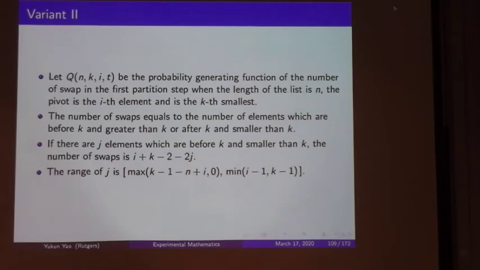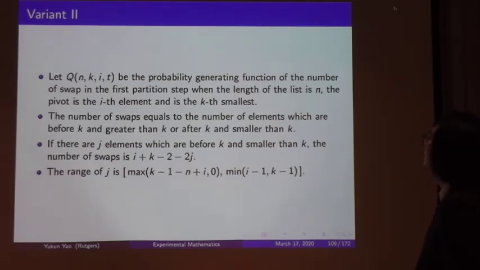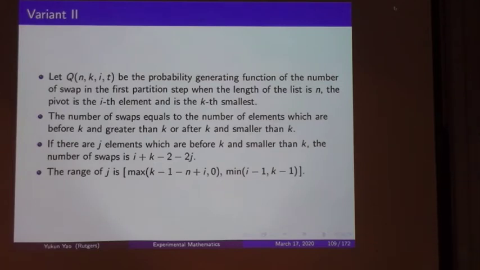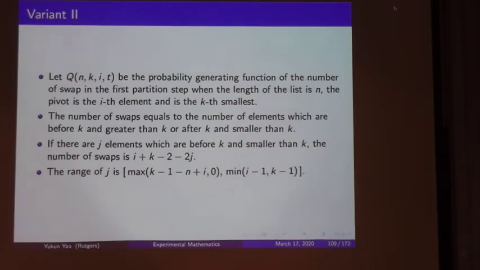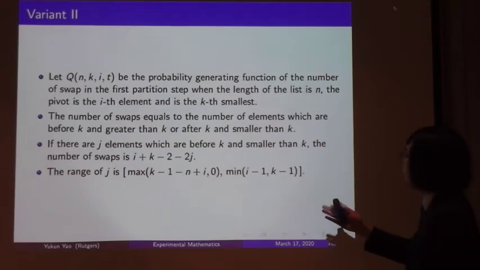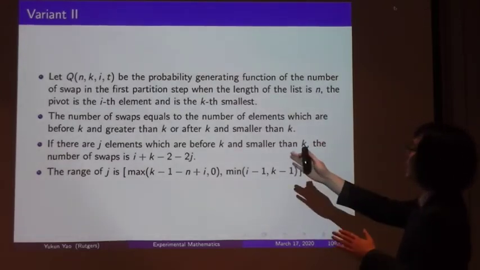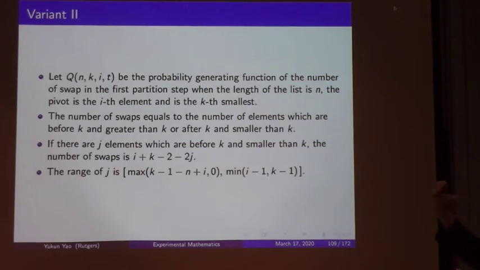So in this one, we need another function, Q of n, k, i, t, a probability generating function of the number of swaps in the first partition step. Here, the length is n, the pivot is the ith element, and it is the kth smallest. t is a symbol. The number of swaps actually equals the number of elements which are before k and greater than k, or after k and smaller than k.